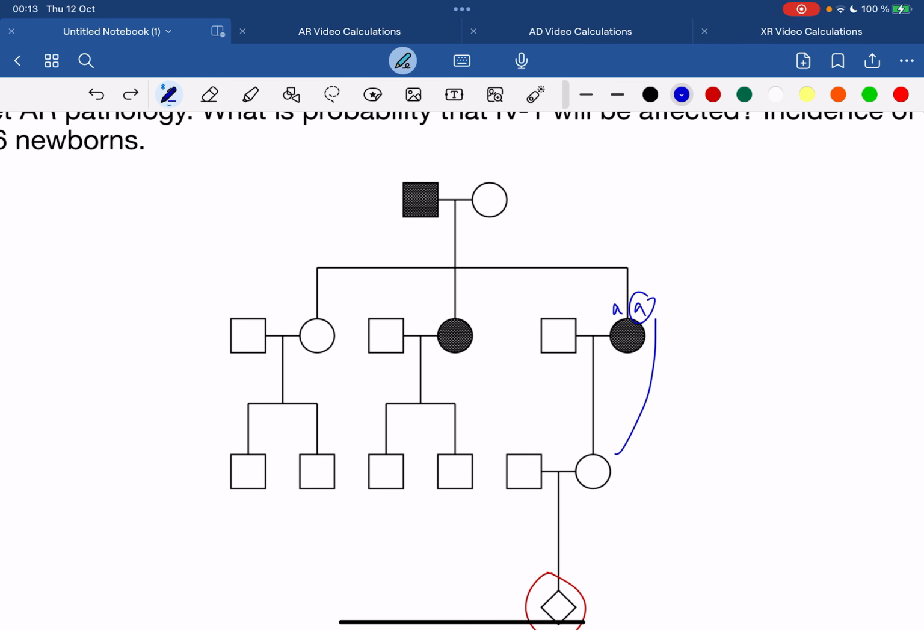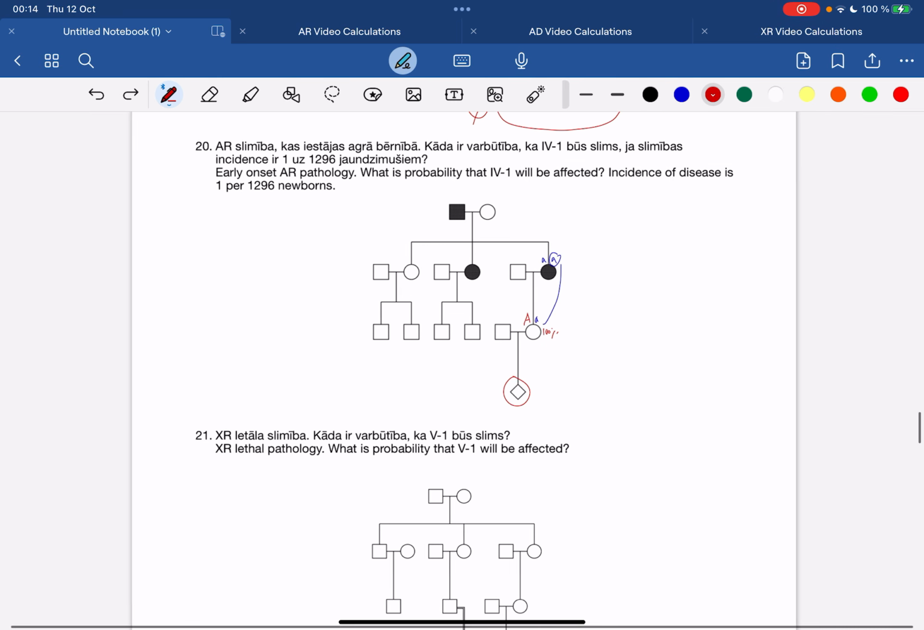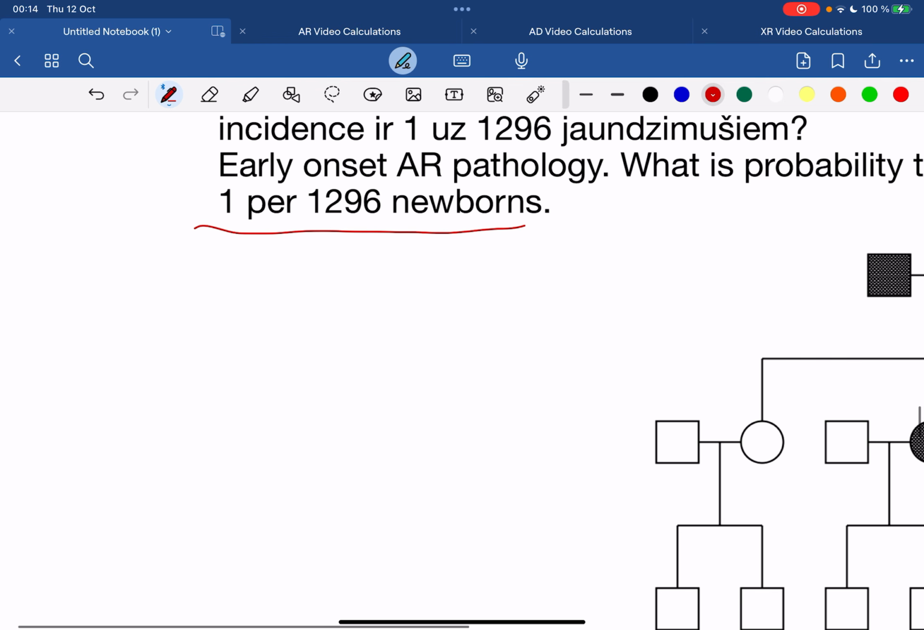To their child. And since this child is not affected, they also have to have a dominant allele. So it's like this, and that's 100%. And now this person is from the population, and we do have a population frequency here, or incidence rate in the population, which is 1. So Q squared is 1 divided by 1,296. And so Q would be equal to 1 divided by 36.